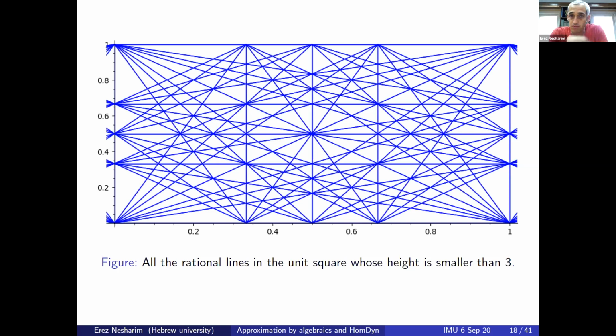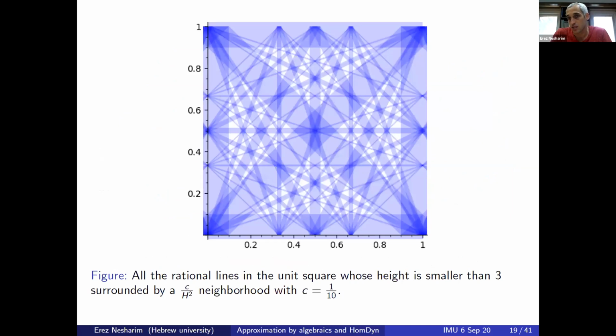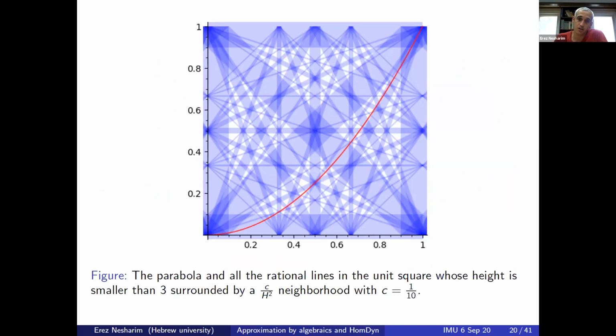And really the problem of approximation with the rational lines is about taking the neighborhoods of those lines. So you have a dense collection of lines, but then you take neighborhoods of those lines that shrink according to the height, well, to the coefficients of the line. And then our problem is about the parabola. So you put the parabola inside this square and you want to say that the intersection of those neighborhoods of lines with the parabola is not everything. Actually, it leaves a lot.